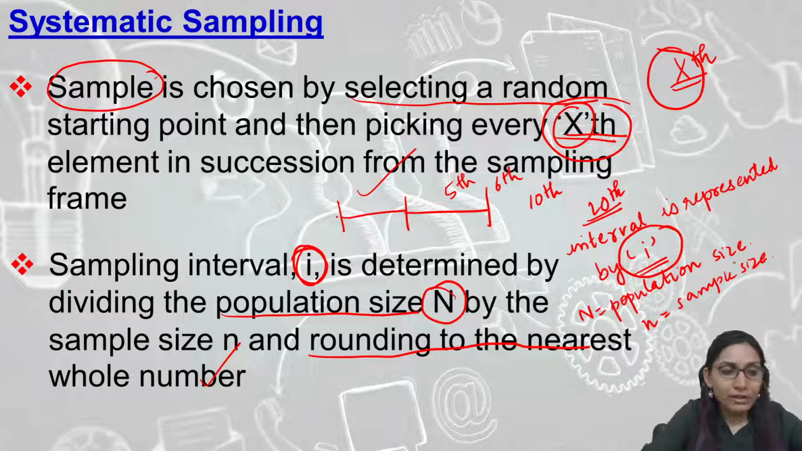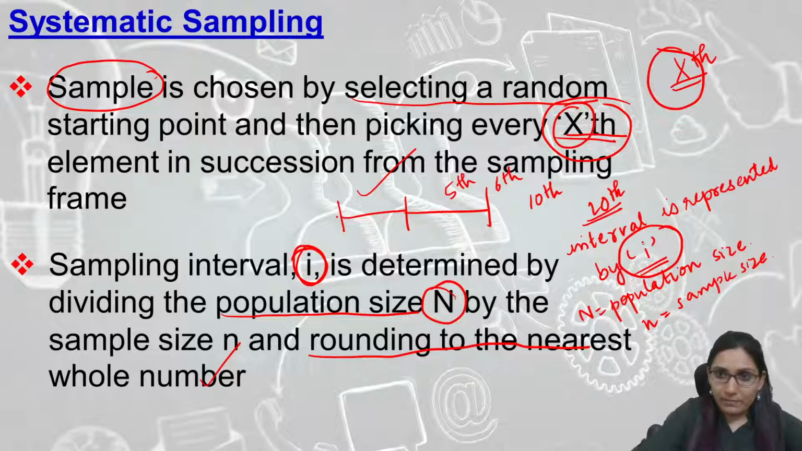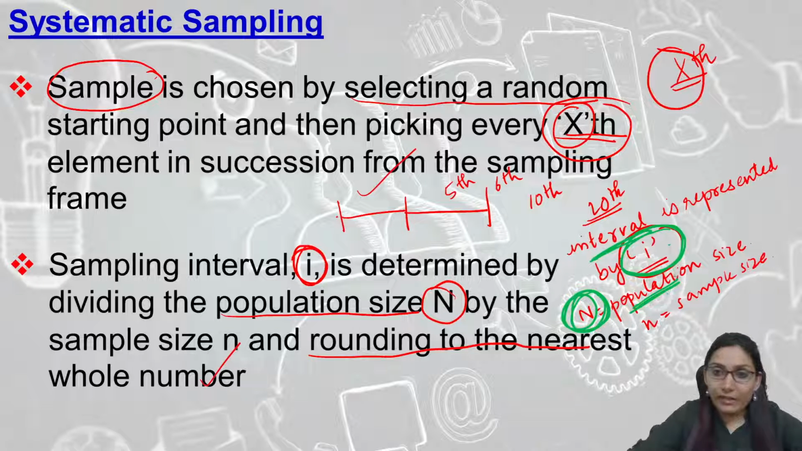Now, the interval is represented by I. So what does I mean? I is interval. I'll write it with a different color so that you get more clarity. I represents interval. Big N, the capital N, represents the population size, that is the whole population, and from this population we need to find the sample. The sample size is represented by small n. So interval I, capital N population size, and small n sample size.